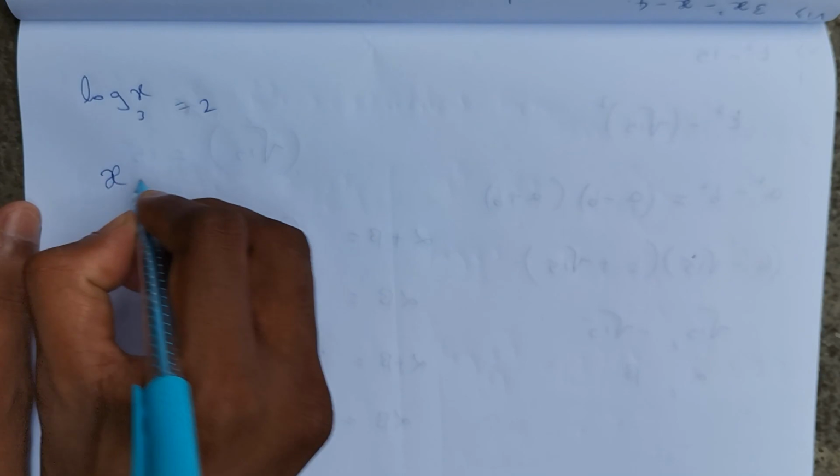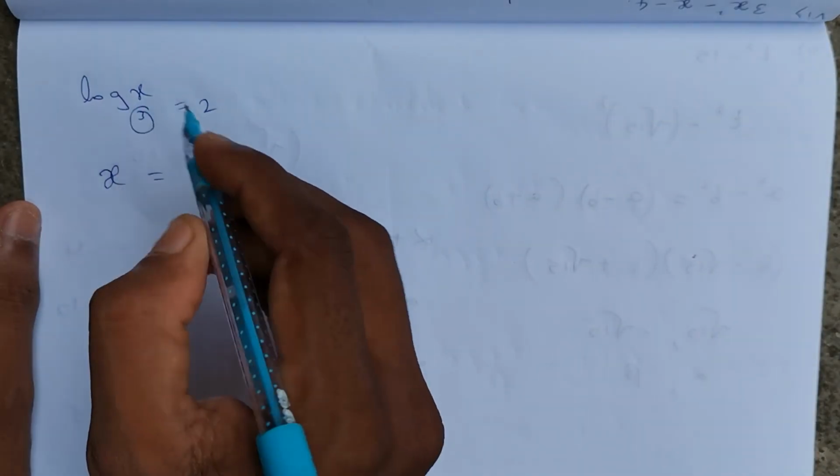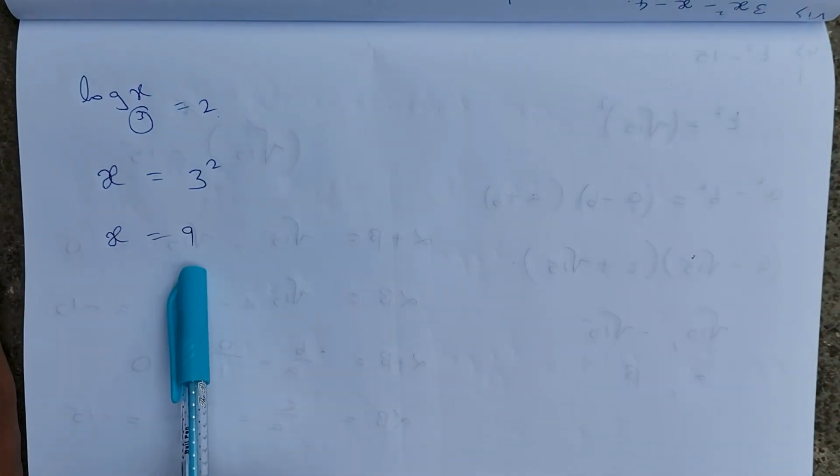So x will be our answer, which is equal to, here this is the base. So as it is, write it as the base only. Here it is the answer, so make it the power. So x is equal to 3 square. 3 square is nothing but 9. So the x value is 9.